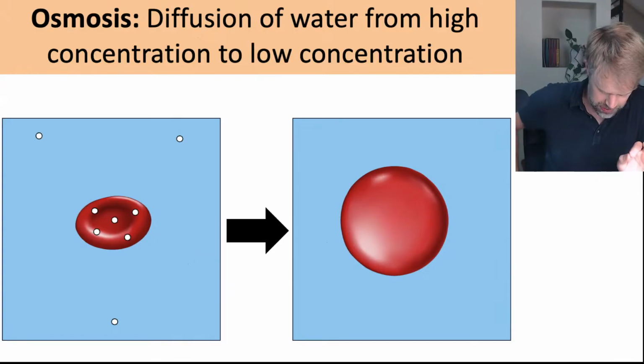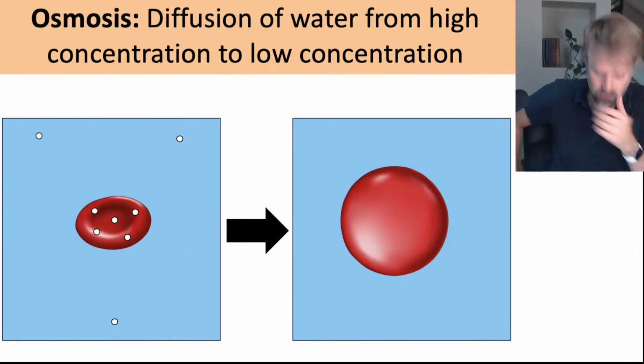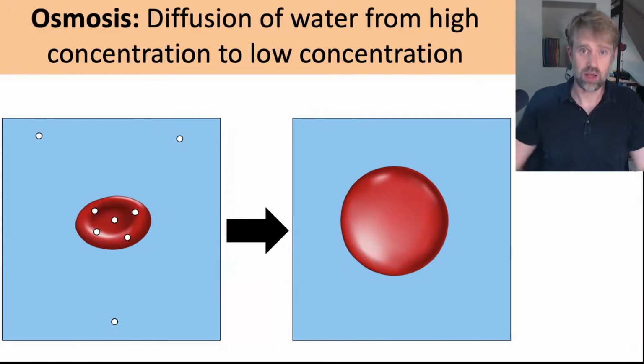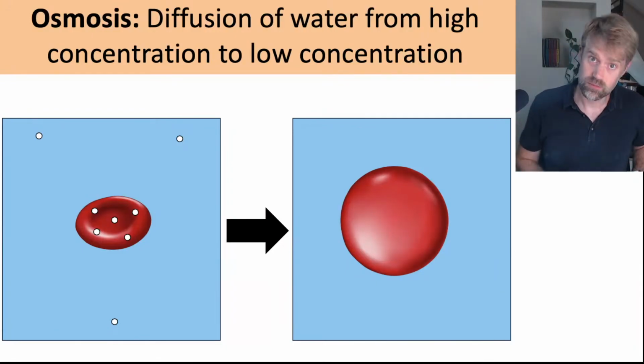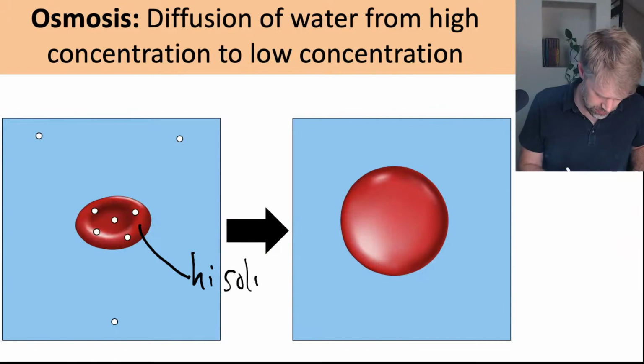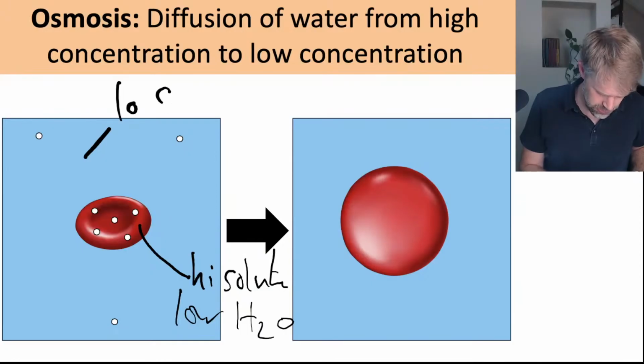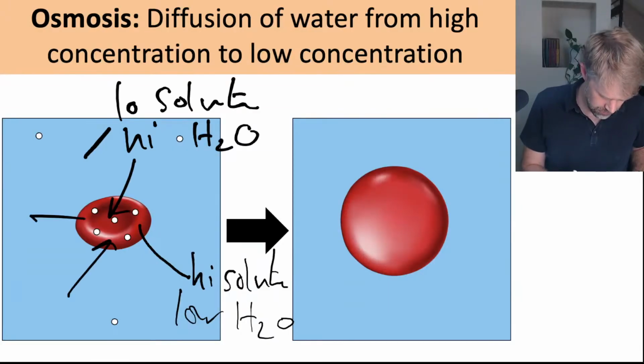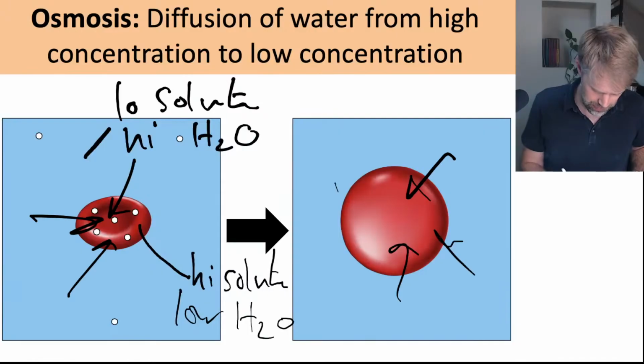To look at this again, with our red blood cell example, we have water moving from high concentration to low concentration. Look at this. Inside the cell, we have high solute. That means we have low water. Outside the cell, we have low solute, which means we have high water. Which way is water going to move? It's going to move into the cell. High to low.